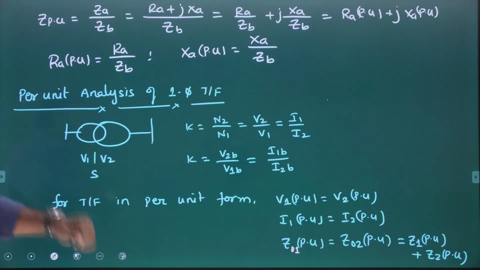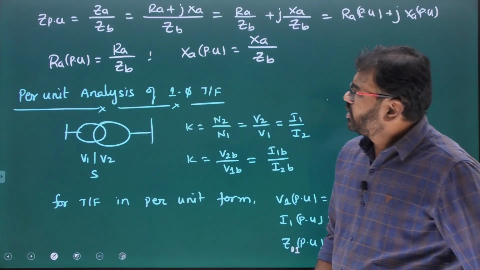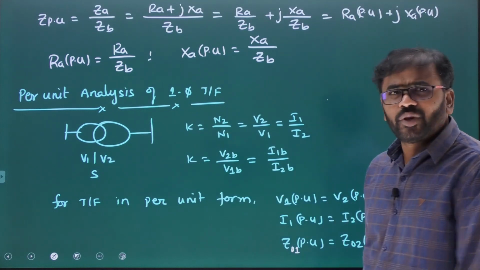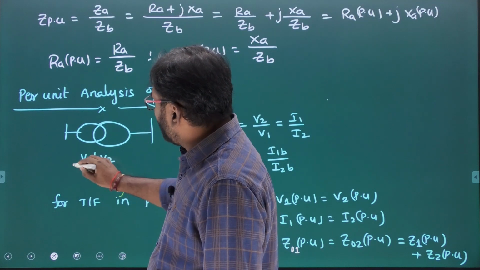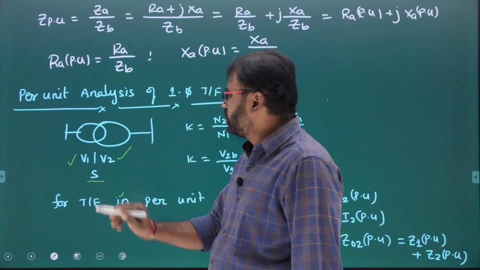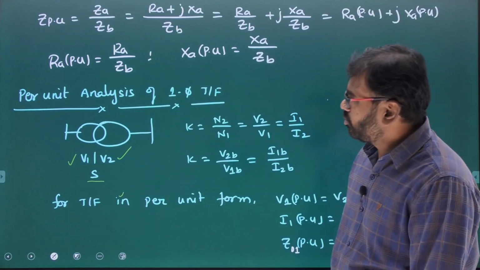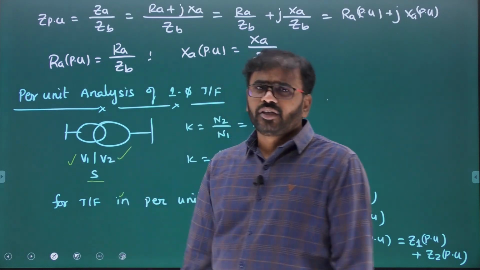Next, per unit analysis of single phase transformer. Okay, this is very simple. We already discussed. For a single phase transformer, basically three ratings are given. The primary voltage rating is given, the secondary voltage rating is given, and the apparent power, which is the same for both primary and secondary. So the ratings are considered as default base.